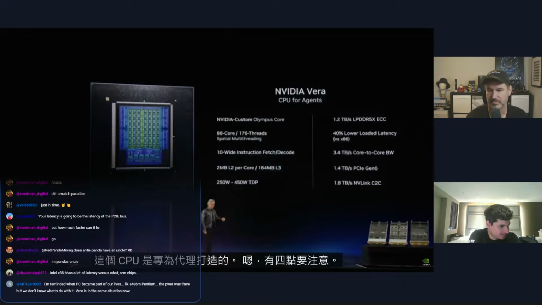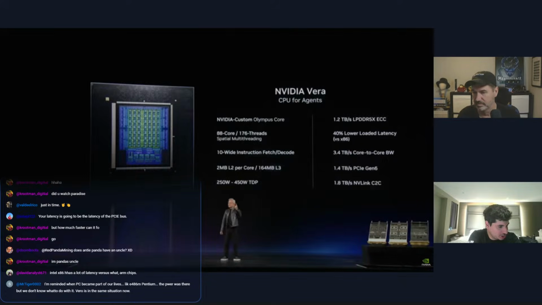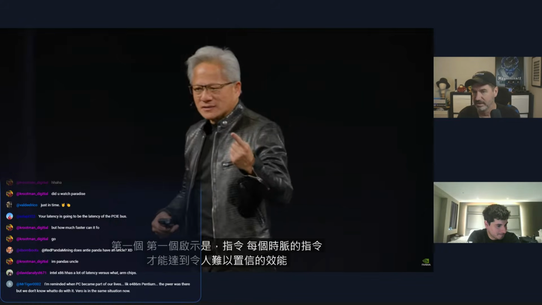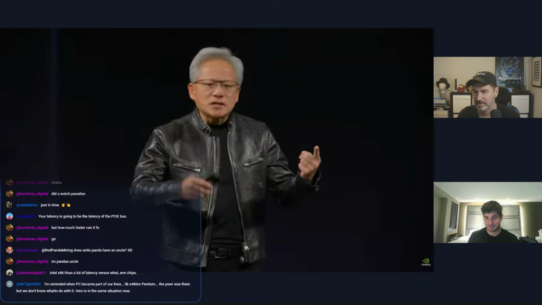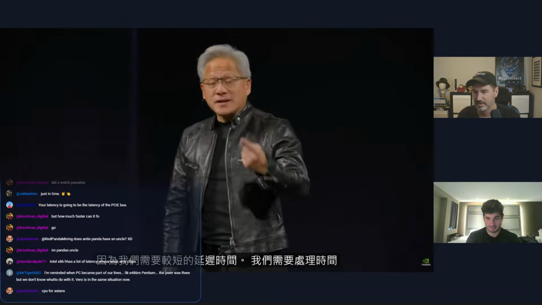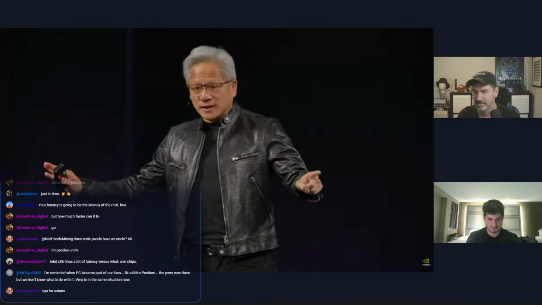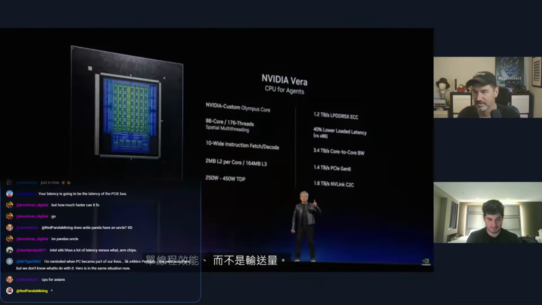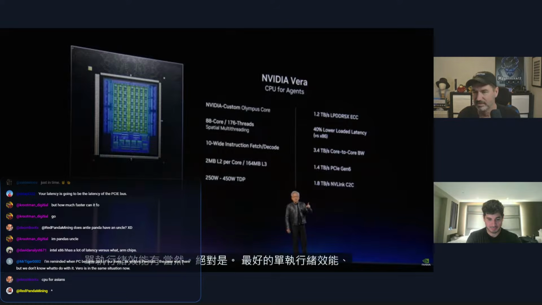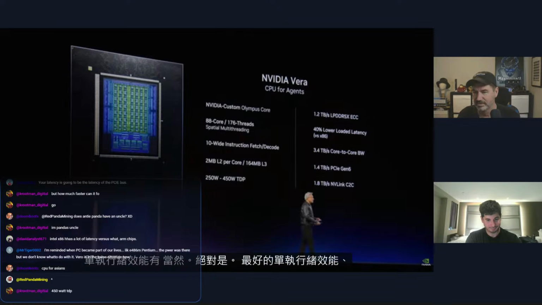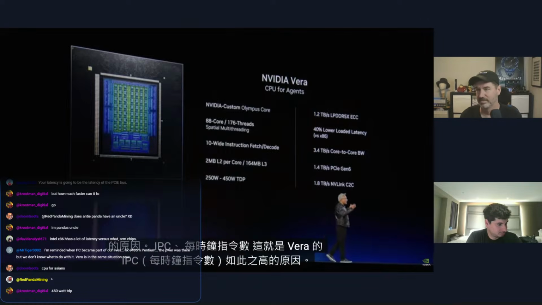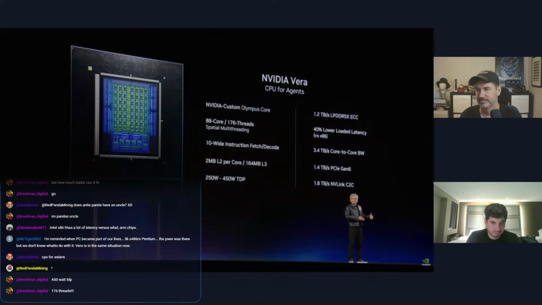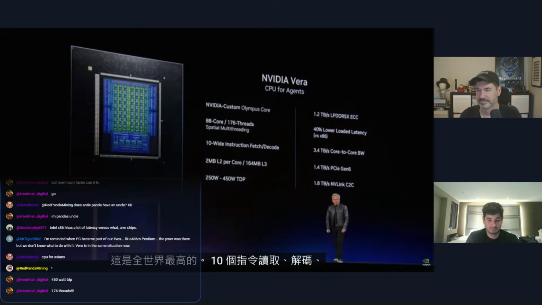Four takeaways to keep in mind. The first takeaway: 450 watts TDP. The instructions per clock of Vera has to be incredibly good because we need the latency to be short. We need the processing time, single-threaded performance, not throughput, single-threaded performance has to be world-class, absolutely the best. Single-threaded performance, which is the reason why the IPC, the instructions per clock of Vera, is so high. It's the highest in the world. 10 instructions fetched, decoded, and executed per clock.